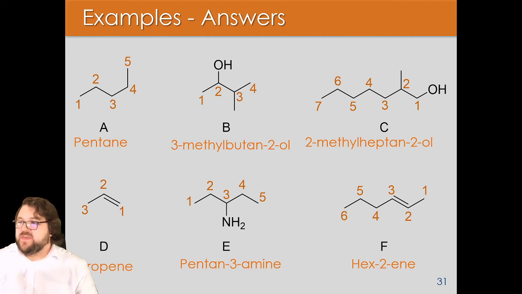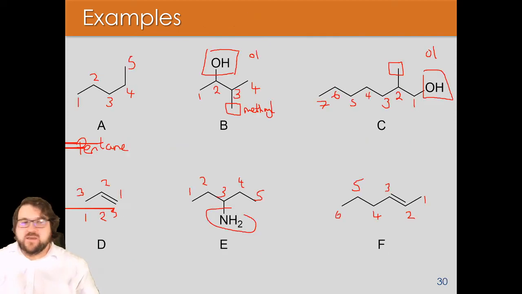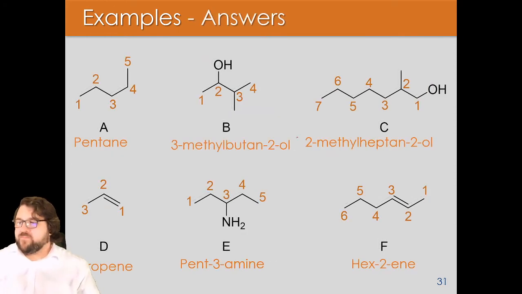Pentane, 3-methyl-butan-2-ol, the methyl group's on the third, the ol is on the second. 2-methyl-heptan-2-ol, again we're counting those carbons along, we're seeing 7. We've got propene down at the bottom, 3 carbons, pent-3-amine. Now, really, you don't need the an. You can write pentamine if you want there. So if I went back and fixed that, I would just write pentamine. That would make more sense. There we go. That's nicer. And then we got hex-2-ene there in F as well.